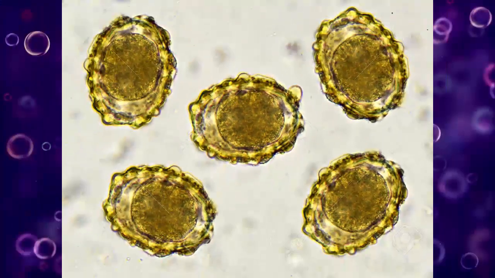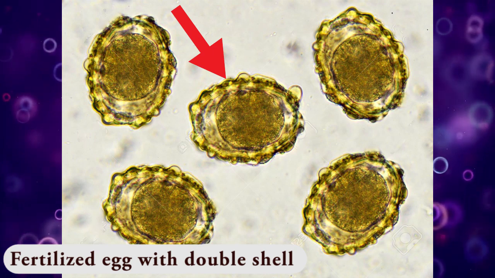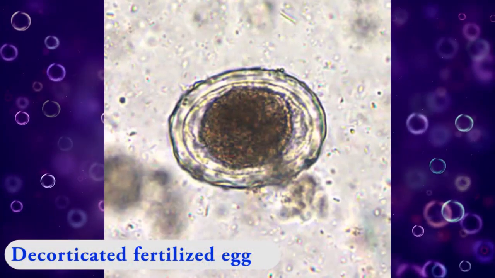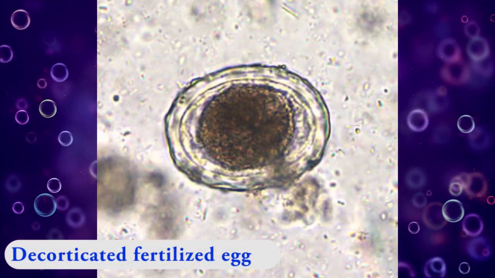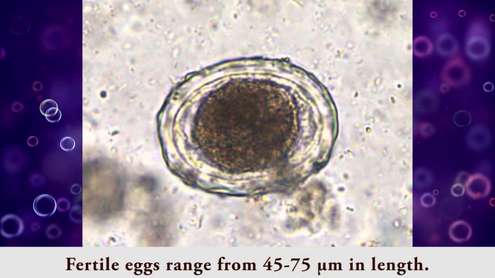Fertilized eggs are rounded and have a thick shell with an external mammillated layer that is often stained brown by bile. In some cases, the outer layer is absent. They are known as decorticated eggs. Fertile eggs range from 45 to 75 micrometers in length.